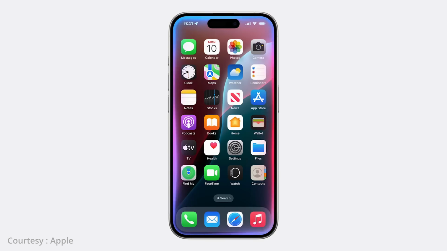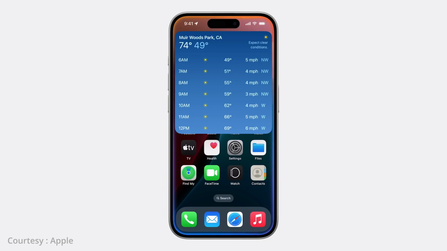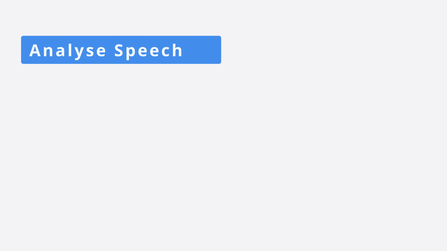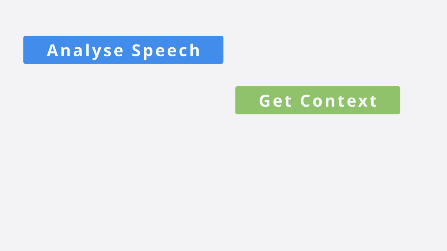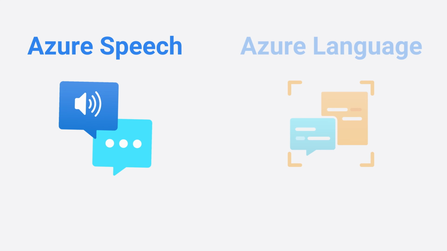Siri is contextually aware as it knows what you have been up to. It knows which apps are open and can execute actions within this context. This requires many parts of the puzzle to work together, so let's break it down. You need to analyze human speech, understand what the user was up to get the context, apply personal details and respond or execute something. To understand human speech, we can use Azure Speech and Language API.